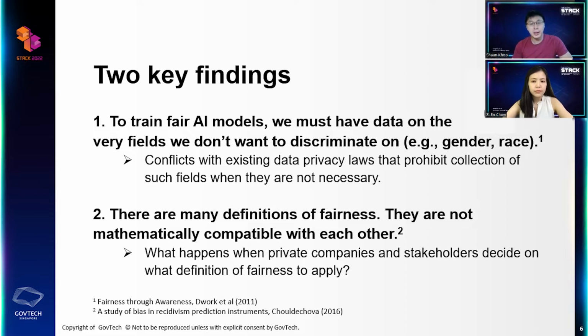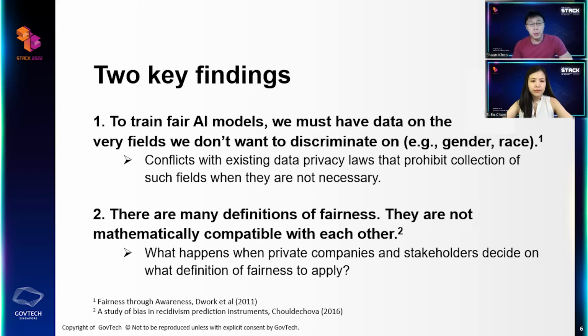The problem is that the models need to know and need to have access to these fields in order to understand and to learn how to not discriminate along these fields in the first place. And so there is a tension there between what's found in algorithmic fairness and our existing data privacy and data collection laws. Second, there are many different definitions of fairness.